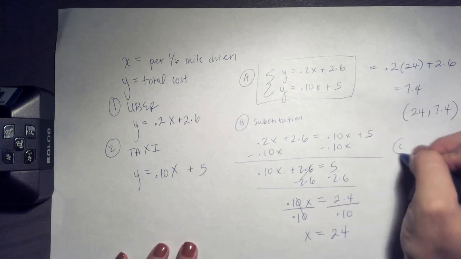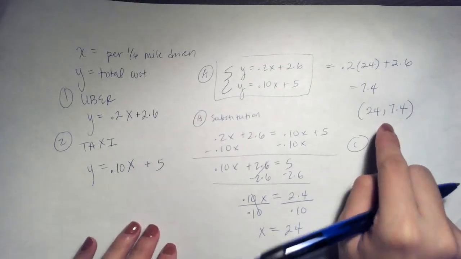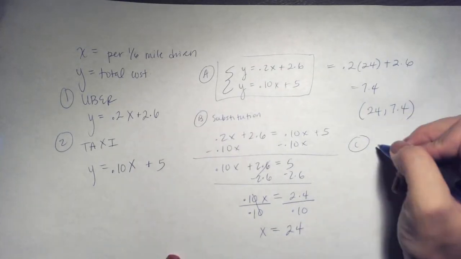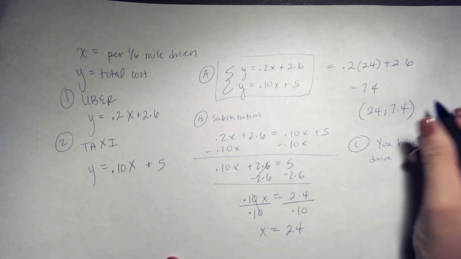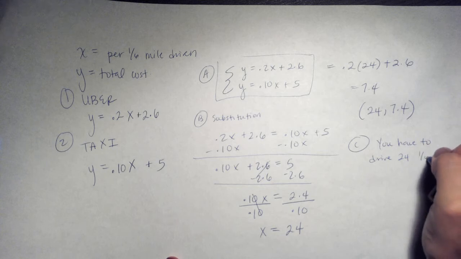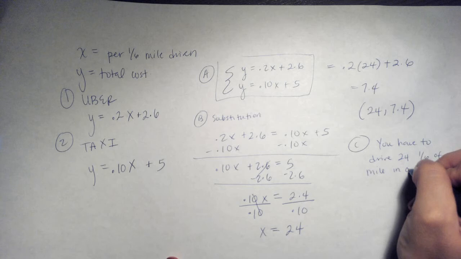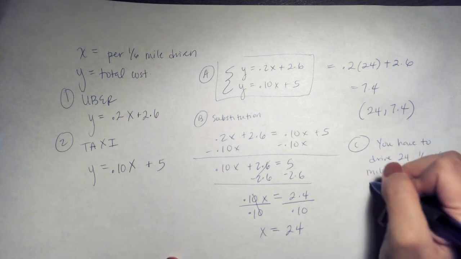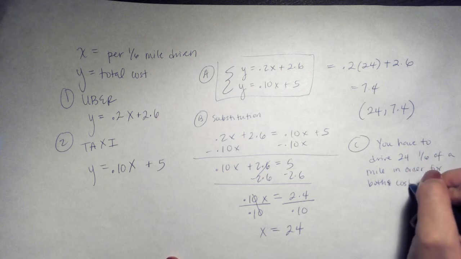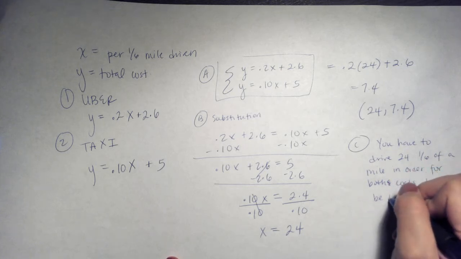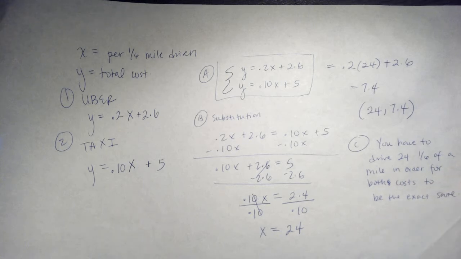So part C says, what is the solution to the system? Which I found that, and then what does it represent? So basically, guys, what it represents is you have to drive 24 1/6 of a mile in order for both costs to be the exact same. There it is.